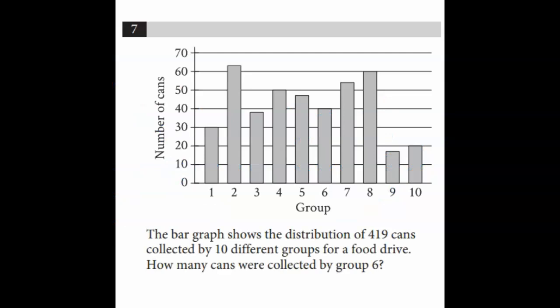Okay, number 7. Looks like we got a graph here, but let's read what it's talking about. So the bar graph shows the distribution of 419 cans, collected by 10 different groups, so 1 through 10. How many cans were collected by group 6? So this is going to be the group we're looking at. Let's go find group 6 over here, and then they're asking how many cans were collected, so look up, find it on the y-axis, and we see that it's 40 cans in total for group 6, so that's going to be the correct answer for number 7.